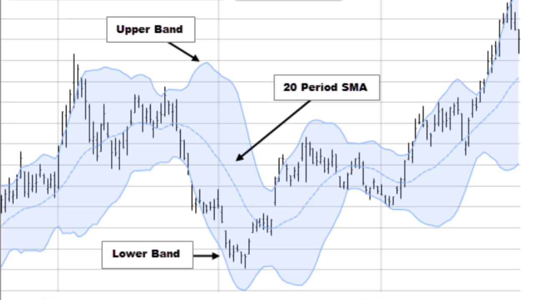The key takeaway here is that the bands expand and contract with volatility. When the market is quiet, the bands pinch together. When the market gets wild, the bands expand wide. This dynamic is the very heart of the strategy we're about to learn.